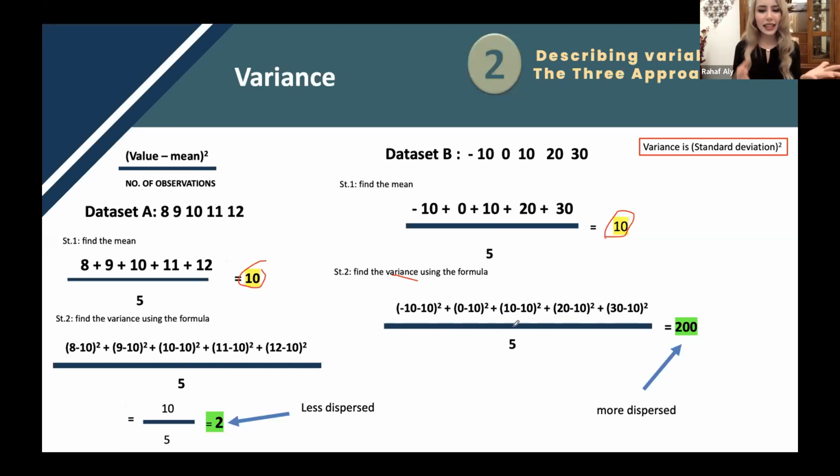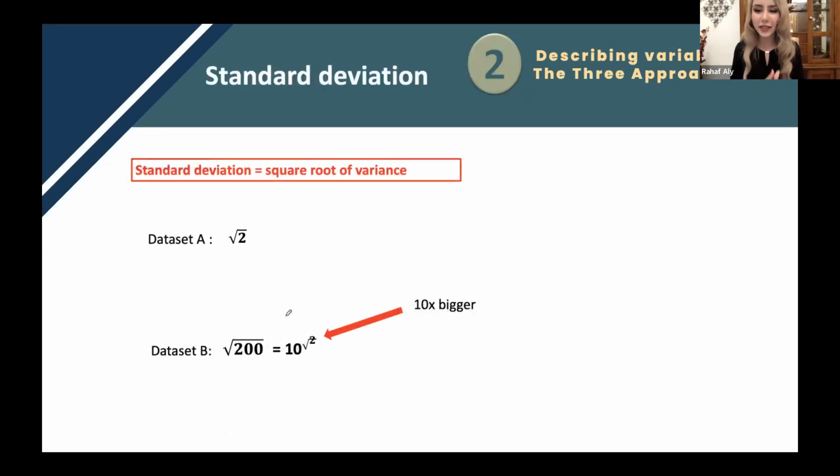But this doesn't give us any terms that we can frame and put into a research. So that's why standard deviation comes hand in hand and helps us. Standard deviation is basically the square root of the variance. So for dataset A, it's the square root of 2, and for dataset B, it's the square root of 200, which is 10 times the square root of 2. So as you can see, dataset B is 10 times bigger than dataset A.